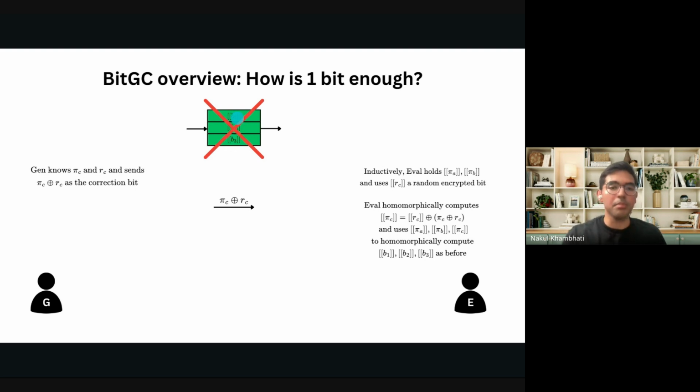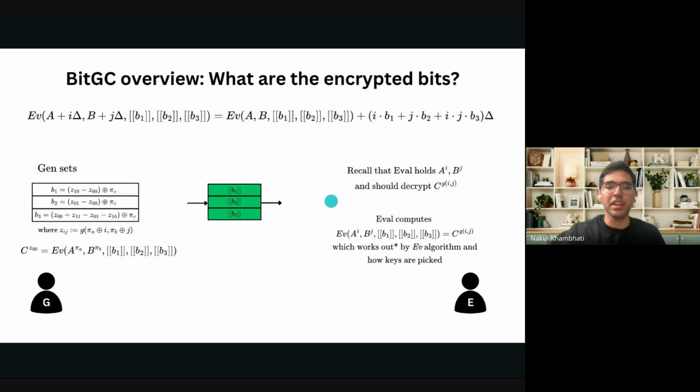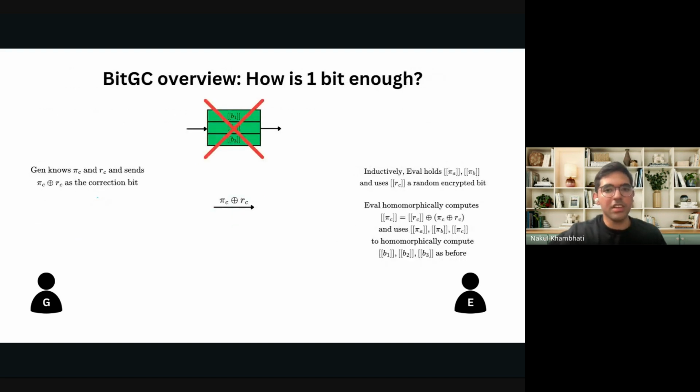But these three, B1, B2, B3, going back to the previous slide, were just functions of the permutation bits pi A, pi B, and pi C. And these functions are pretty simple to compute. It's just one gate, like an AND gate and an XOR. This is where homomorphic encryption comes in handy.